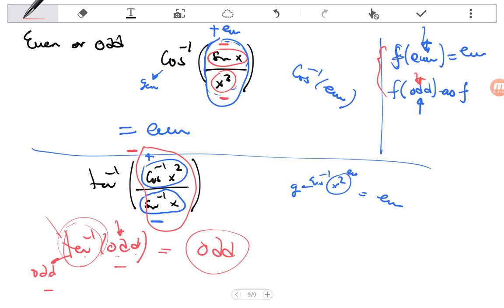Cosine x, the cosine inverse x, cosine inverse x squared. This is even, or cosine inverse general. General of even is even.